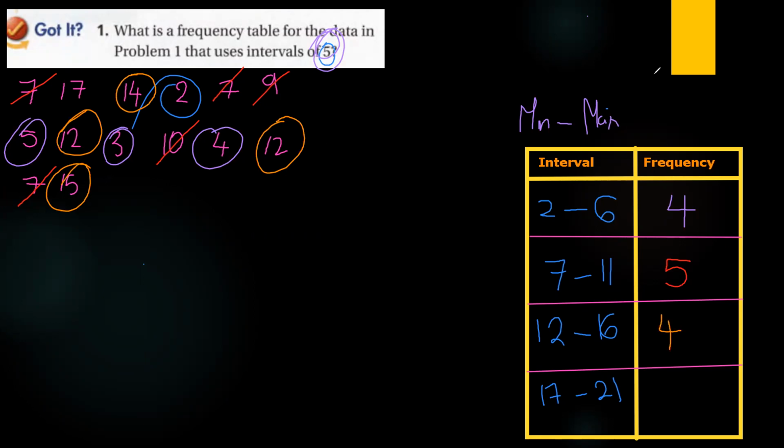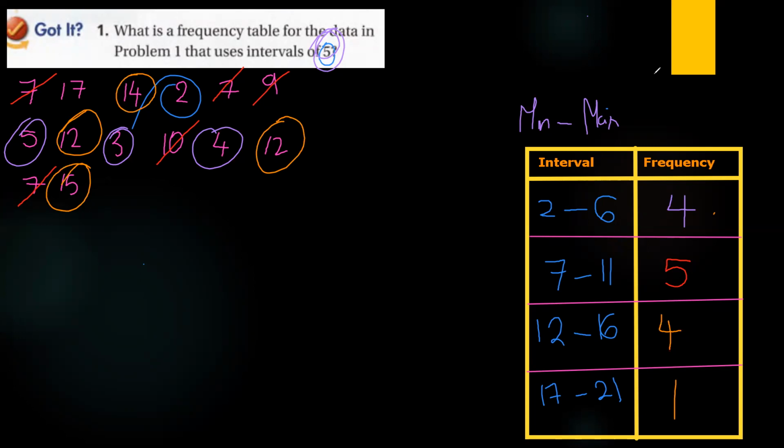Now, from 17 up to 21. We have only 1. Only 17. Bravo. Now let's add the numbers. 4 plus 5, 9 plus 4, 13 plus 1, 14. So this is correct. We have 14 numbers of data.